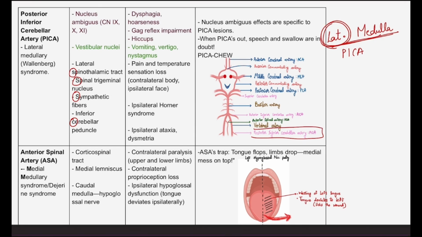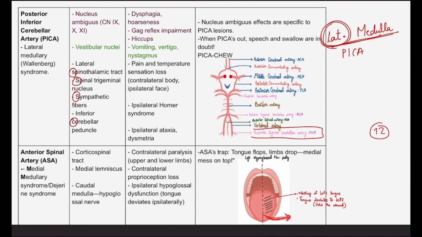Okay. Lastly, what if they give you a question in which there is tongue deviation? Tongue deviation means you are immediately thinking about, hopefully, the hypoglossal nerve, which is cranial nerve 12. Now, cranial nerve 12 divides by 12 smoothly.